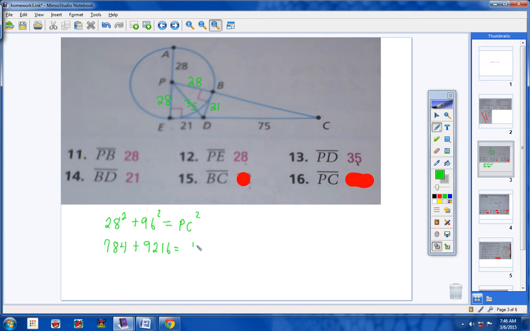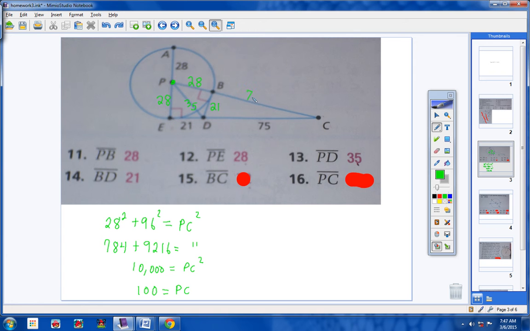I'll put ditto marks here for PC squared. Now add these two numbers together and you're going to get exactly 10,000. So 10,000 equals PC squared. Now take the square root of both sides and you're going to get 100 because 100 times 100 is 10,000. So PC, the entire length from here all the way down to here, is 100. So subtract out 28 and you're left with 72.